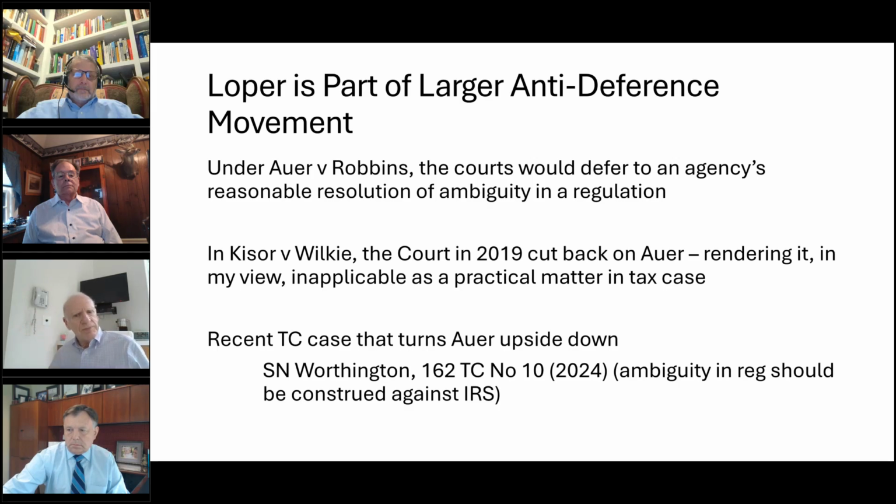But here's the interesting thing. I'm just throwing this in almost gratuitously, but I was so taken aback by this that I had to throw it in. Here's a recent case that just came down, a 2024 case, SN Worthington in the Tax Court, that turns Auer upside down, very favorably to taxpayers. So it's worthwhile having in your back pocket if you're talking to the IRS or in court about an ambiguous regulation. This court says that if there's an ambiguity in the reg, it should be construed against the IRS because after all, the IRS drafted it.